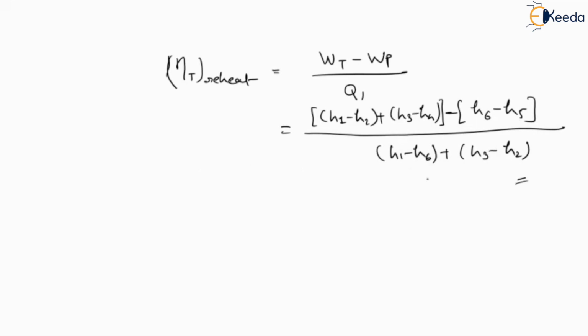So this is all about the reheat cycle. In conclusion, we can say the efficiency of reheat cycle is always greater than the efficiency of Rankine cycle except for condenser work. In Rankine cycle, condenser work is lesser, but in reheat cycle, condenser work is greater. So this is all about the reheat cycle.